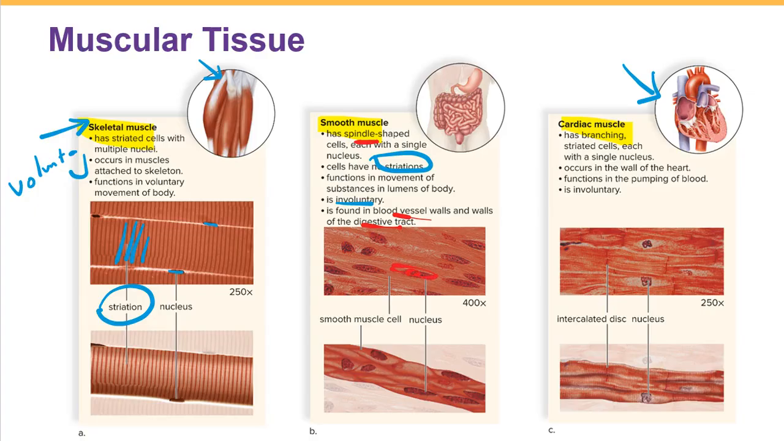And cardiac muscle cells have a single nucleus, but they are still striated. So you can see striations under the microscope, and these are also involuntary muscles. So we have two involuntary muscles, smooth muscle and cardiac muscle, and one voluntary muscle. Skeletal and cardiac are both striated, but the smooth muscle is not striated.